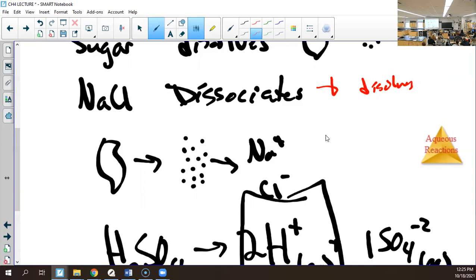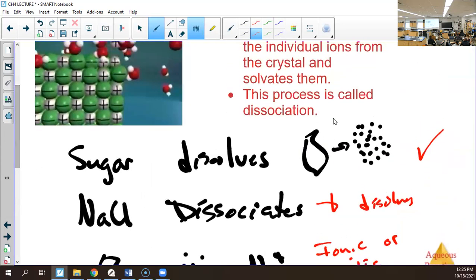All right, this only happens with ionic or acidic substances. So sugar, when you put it in water, the C6H12O6 doesn't break apart into carbon, hydrogen, and oxygen. It stays a molecule. It just becomes a smaller one that we can't see anymore. You're right, Abby? Okay.